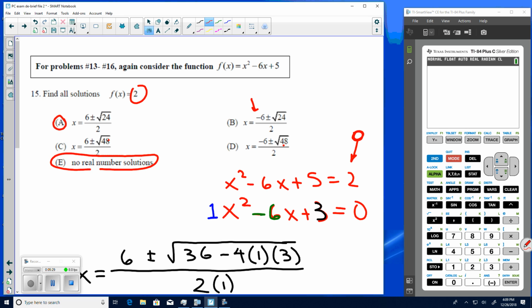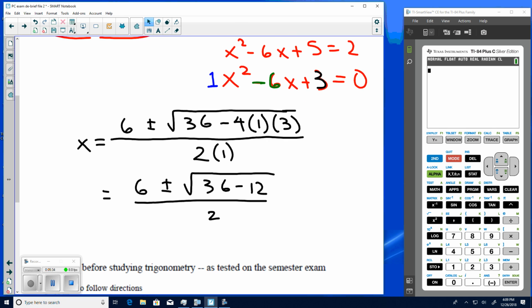These are real numbers, right? We could estimate these pretty easily, I suppose. We know that the square root of 24 is about 5. So if we did 6 plus or minus 5 over 2, about 11 halves and about 1 half. So those are real numbers, right? They're on the number line. They're both positive.